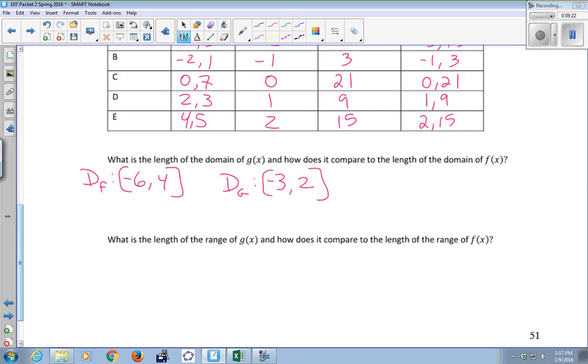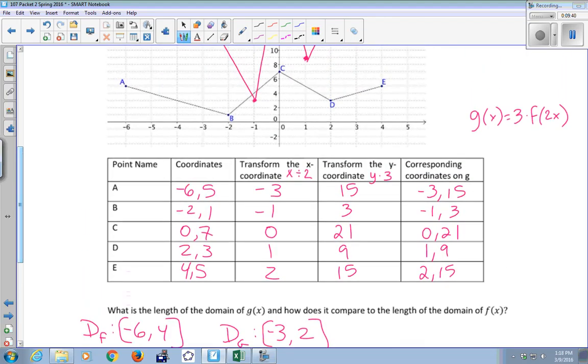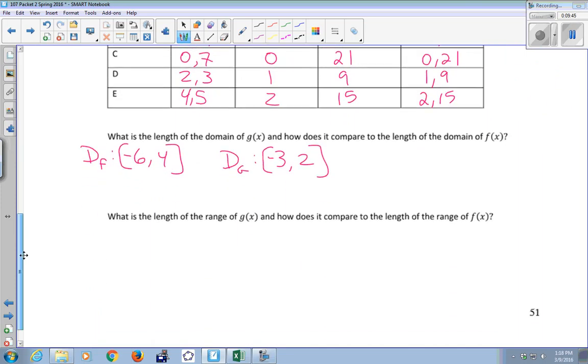Okay. So what's the length of -6 to 4? How long is that? 10. The length of -3 to 2? 5. Compare them. Halved, right? So my domain was halved. That was the effect of the 2 in here. My horizontal shrink halved the domain, it compressed everything. So length is 10, this length is 5, and it's half. The domain was halved or divided by 2, right?